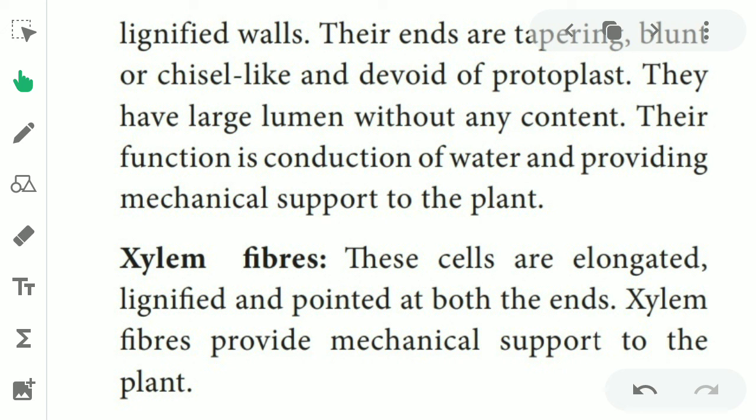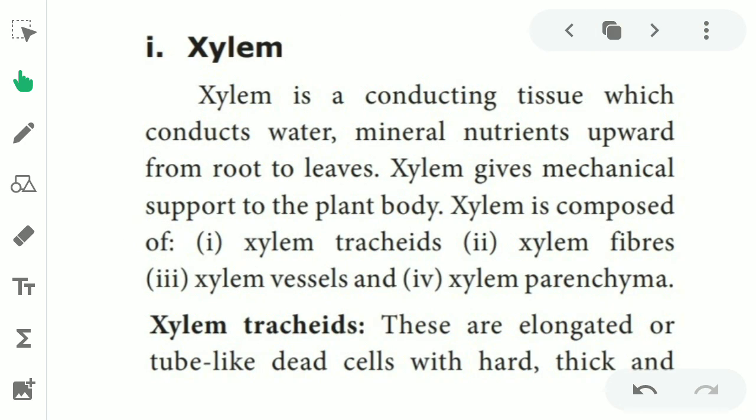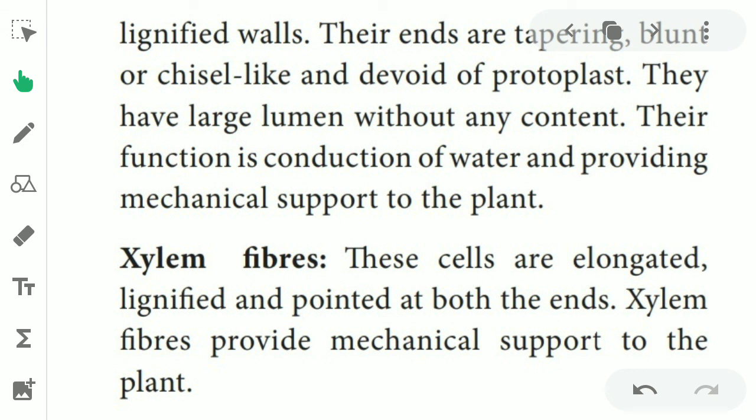The xylem is divided into four: xylem tracheids, xylem fibers, xylem vessels, and xylem parenchyma. Xylem parenchyma is a storage cell. Now we are seeing xylem fibers. Xylem fibers are elongated, lignified, with both ends pointed. Pointed means sharp-like ends.